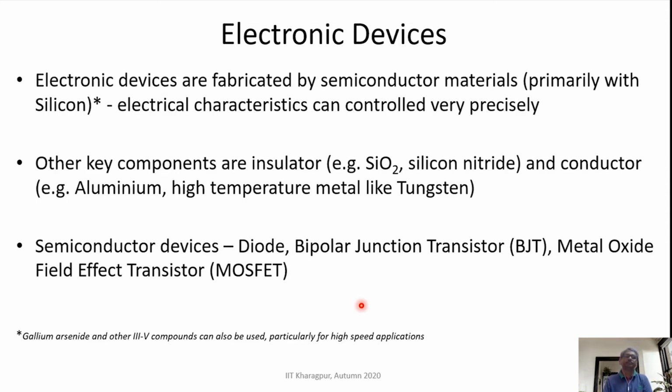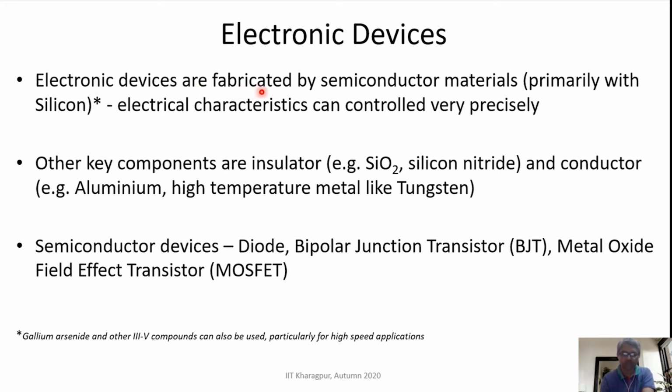Now, if we briefly cover electronic materials and electronic devices, particularly the material we use for electronic devices, we use semiconductor material, particularly silicon. There are other materials, for example gallium arsenide, which we use to fabricate an electronic device.